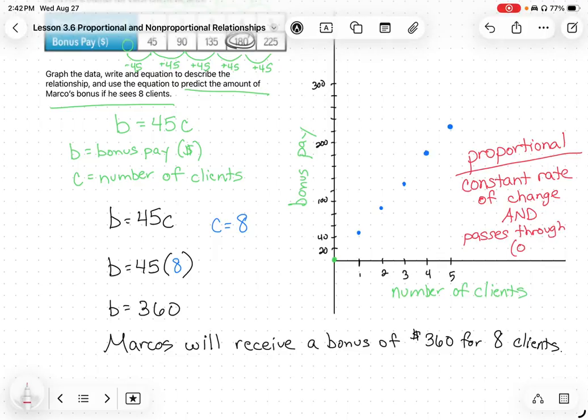Because Marcos got the same amount of bonus pay for each client, meaning every time the client count went up by 1, he got $45, that's a constant rate of change. And because he got $0 for 0 clients and went through the origin, that makes it go through 0, 0. And those two things together are what make it proportional. If it only does one of those things, it's not proportional. It has to do both to be considered a proportional relationship.